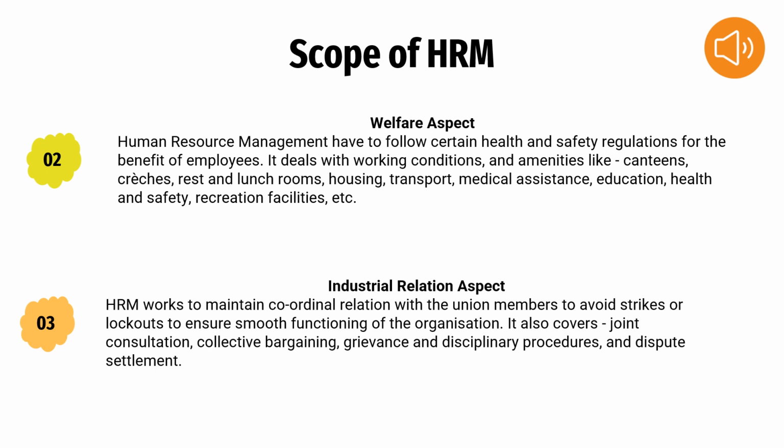Next, industrial relation aspects. HRM works to maintain cordial relations with the union members to avoid strikes or lockouts to ensure smooth functioning of the organization. Hence, HRM is the means for organizations to achieve effectiveness and efficiency. Acquiring the right people for the job, training them and developing them are the main organizational objectives of HRM.